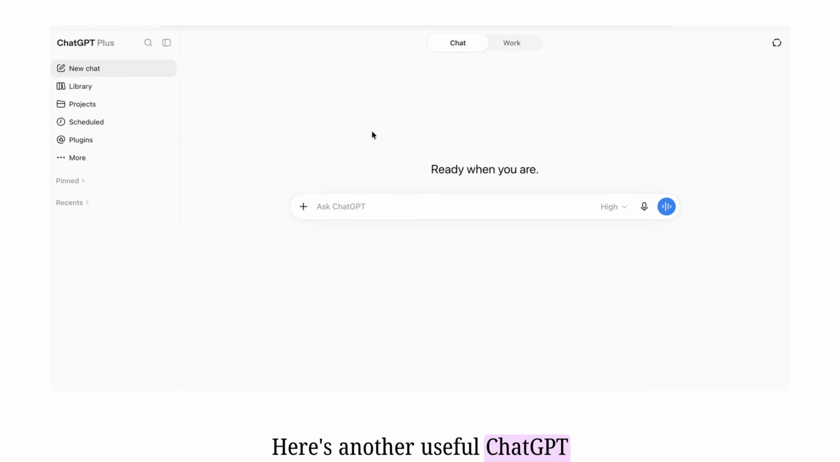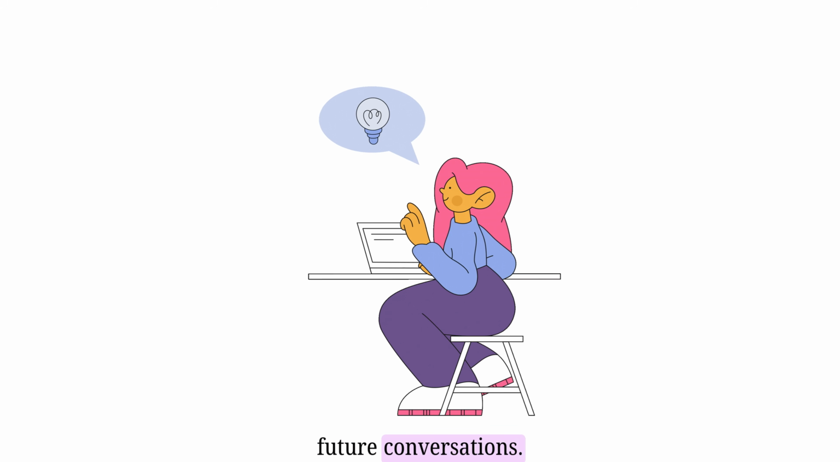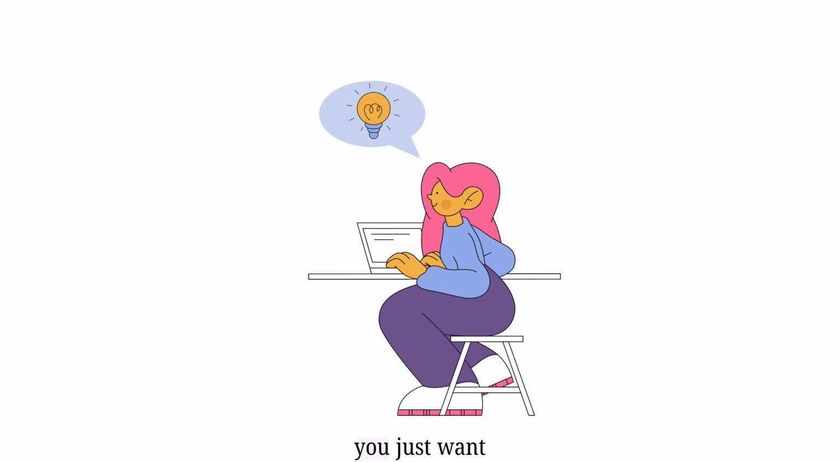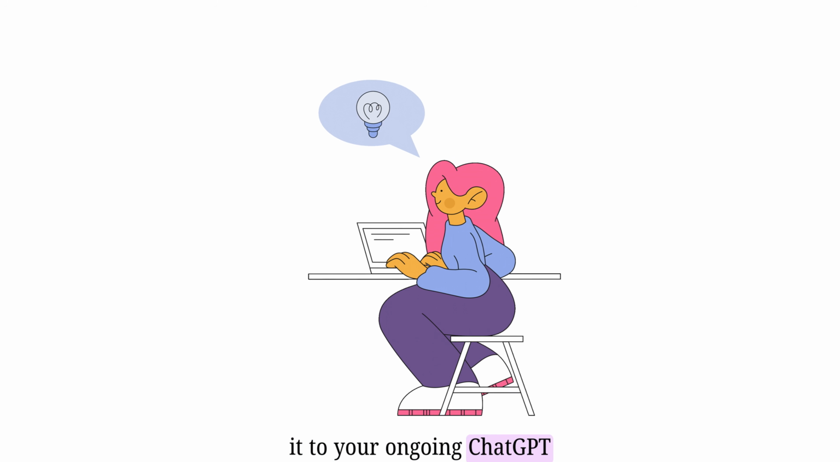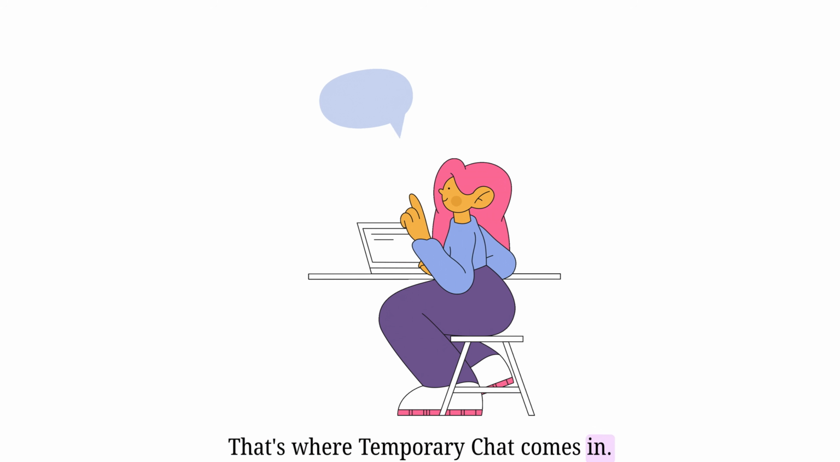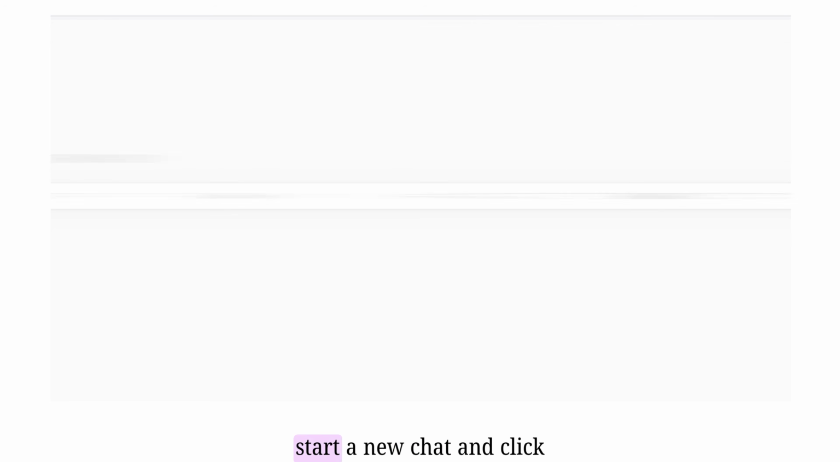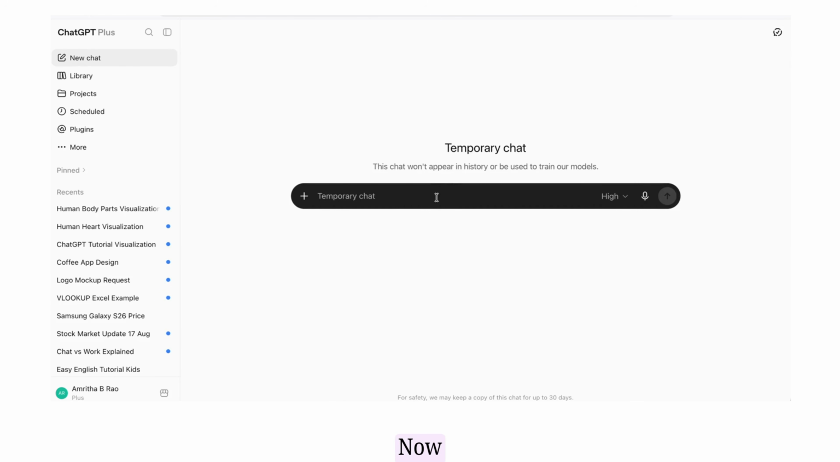Here's another useful ChatGPT feature you should know about. Temporary chat. Normally, your conversations can appear in your chat history, and ChatGPT may use memories to personalize future conversations. But sometimes, you just want to ask something without adding it to your ongoing ChatGPT history or memory. That's where temporary chat comes in. To use it, start a new chat and click the temporary button at the top right of the screen.